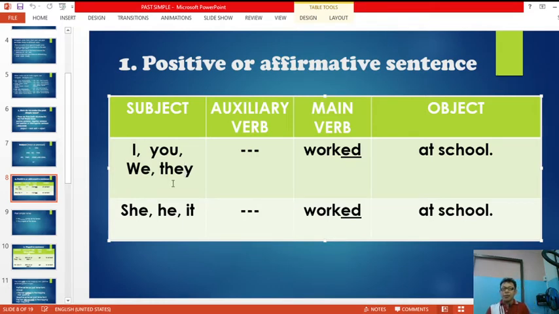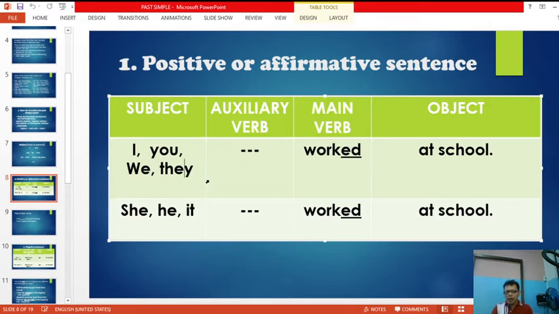And we also have she, he, it. As you notice, look at this. If you read it, it's like I worked. So look at the verb, ed. I worked at school. You worked at school. We worked at school. They worked at school.